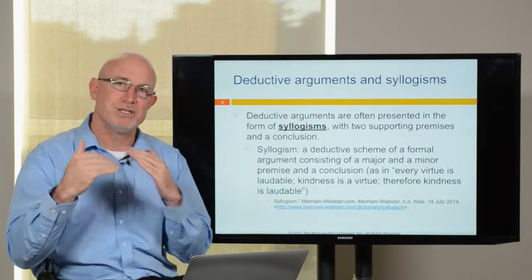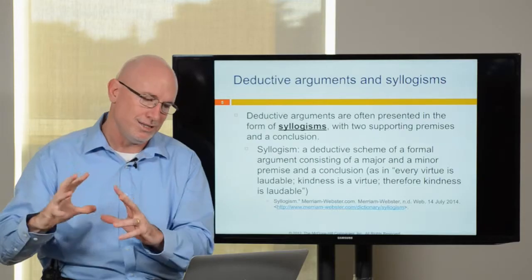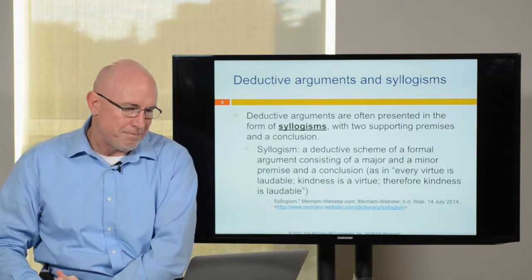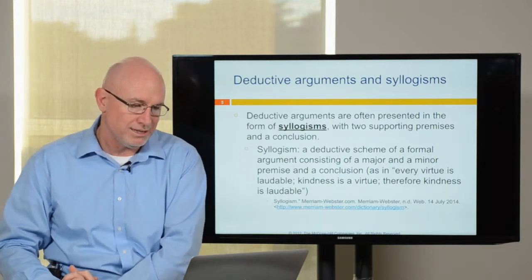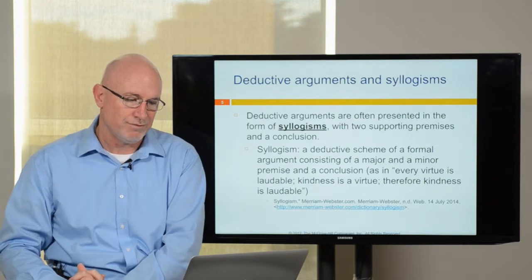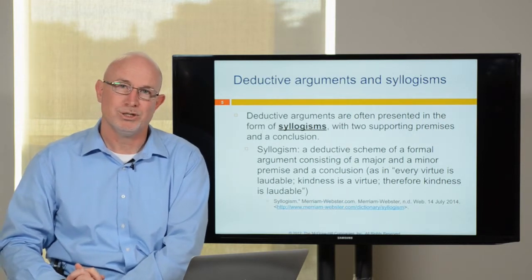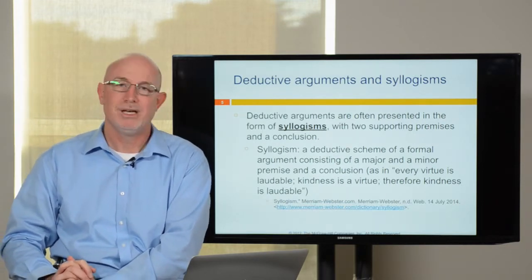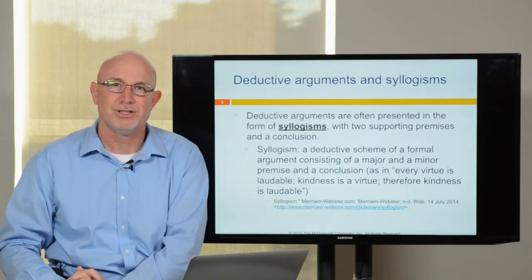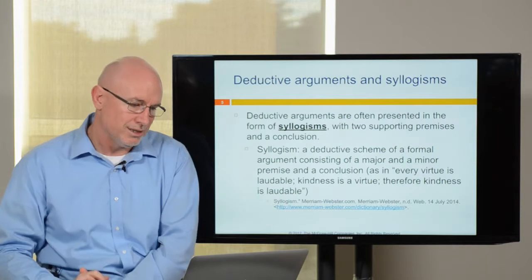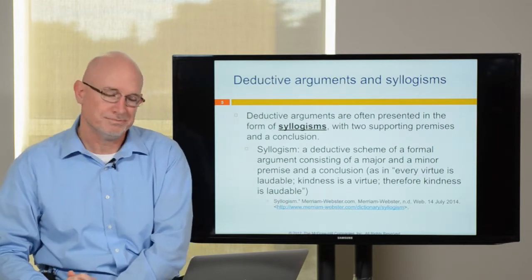We'll see this when we're diagramming arguments as well, how that flows through your major, your minor, and then your conclusion. Here's an example. Every virtue is laudable. Kindness is a virtue. Therefore, kindness is laudable. Your major premise: every virtue is laudable. Your minor premise: kindness is a virtue. Your conclusion: kindness is laudable.